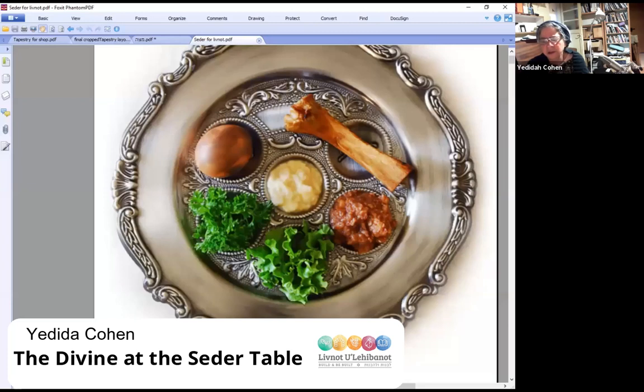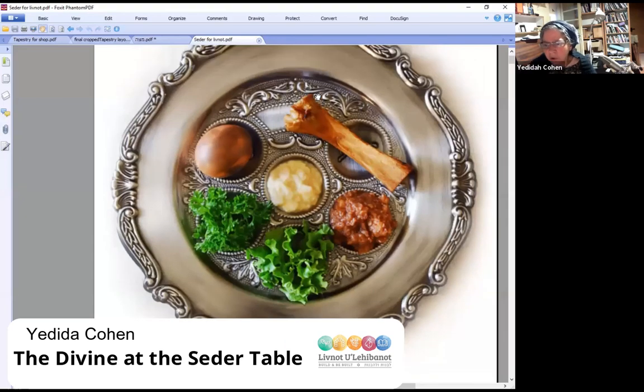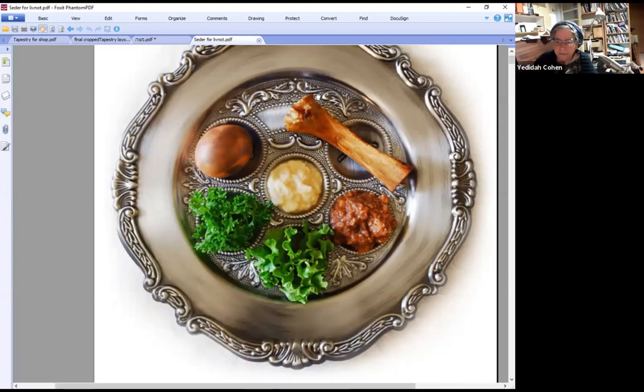Actually, the vessel which contains everything. And the higher sfirot, which are Keter, Chochmah, and Bina, are actually the 3 matzot. All right? So we have an arrangement where we have Keter, Chochmah, Bina, the 3 matzot, Chesed, Gevurah, Tiferet, Netzach, Hod, Yesod, Malchut. We have the full complement of the 10 sfirot there on the Seder table.